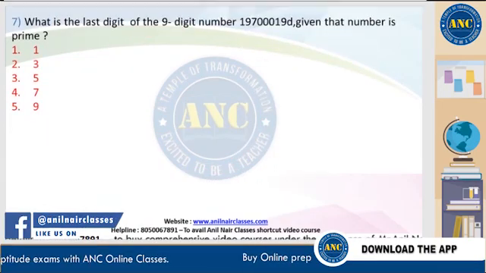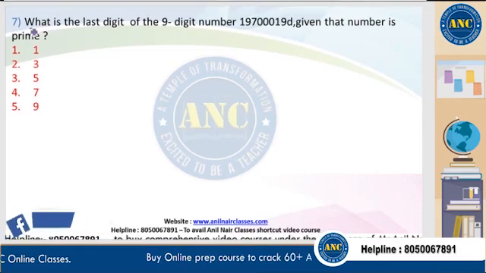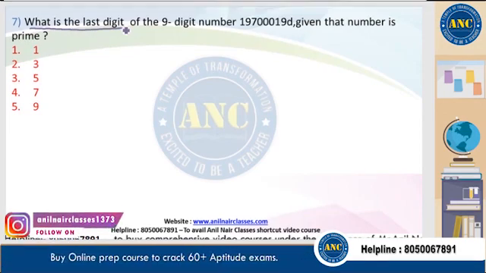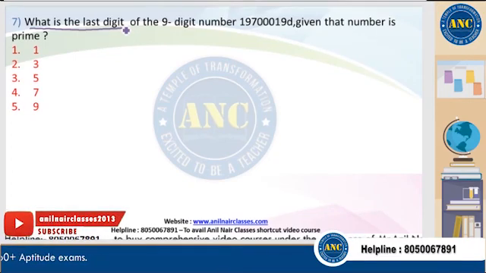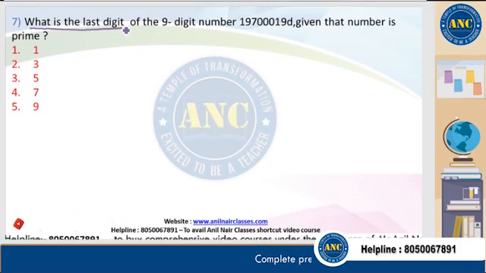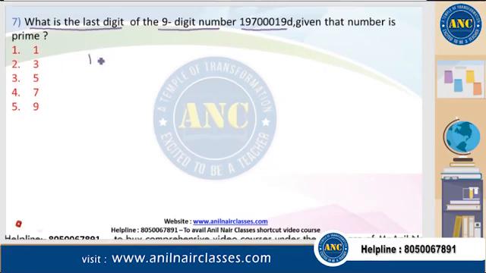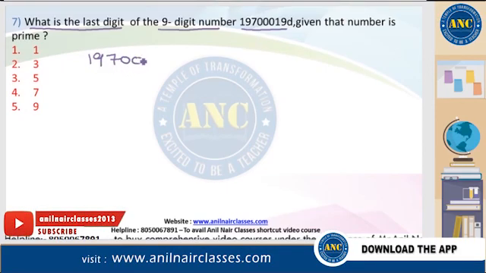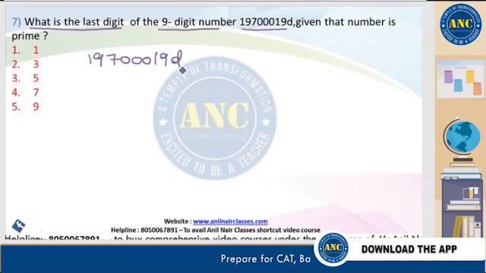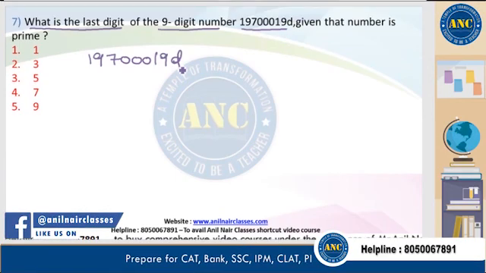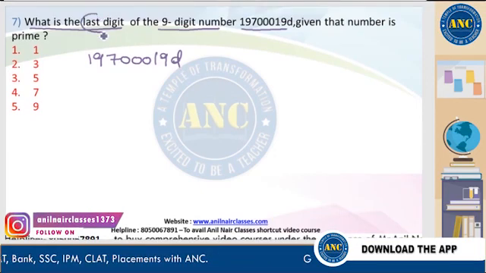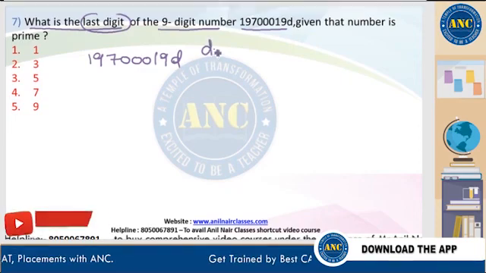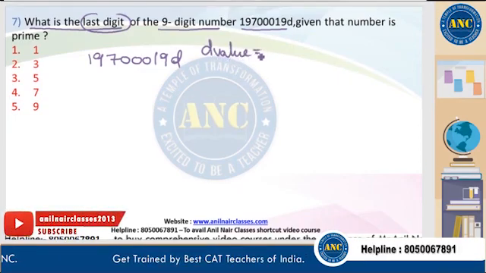7th one. Another beautiful question. You will not find this kind of conceptual approach and problems in the local textbooks; there you will see only definition based problems. What is the last digit of the 9-digit number? There is a 9-digit number: 1970019D. All the digit values are given except the unit digit. What is he asking? What is the last digit? That means he is asking what is the value of D. Okay, the question is clear.